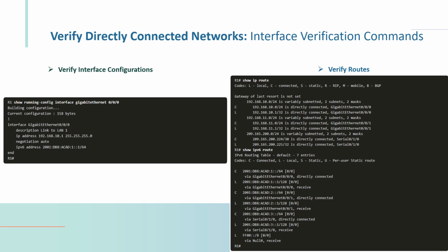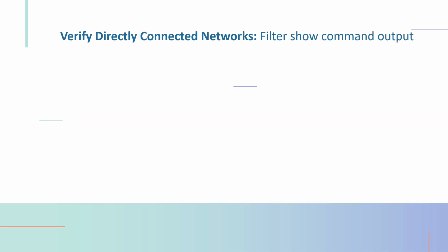We have also the filter show command output. Commands that generate multiple screens of output are by default paused after 24 lines. At the end of the paused output, the more text displays. By pressing enter, you will be able to display the next line, and pressing the space bar displays the next set of lines. We use the terminal length command to specify the number of lines to be displayed. A value of 0 prevents the router from pausing between screens of output.